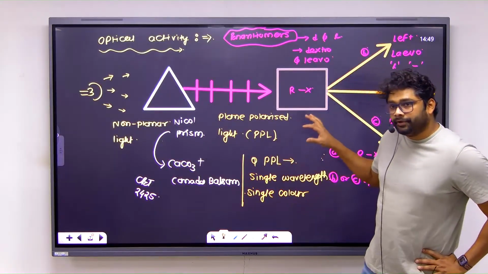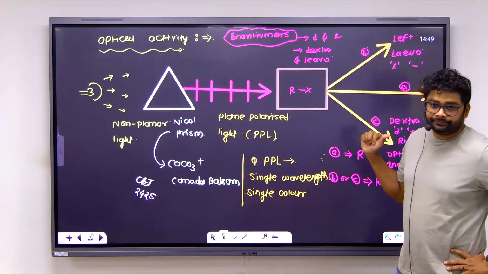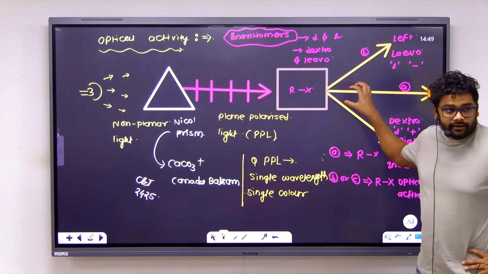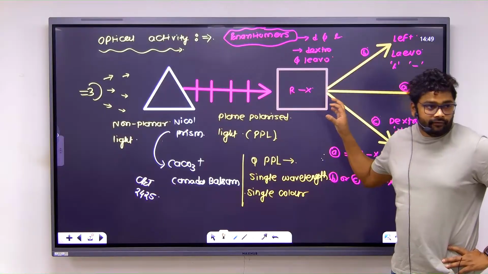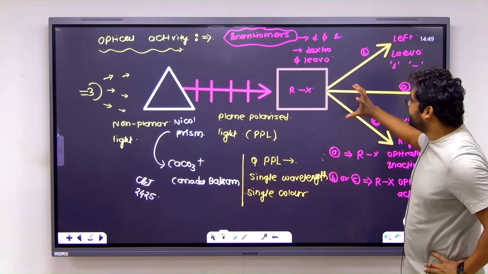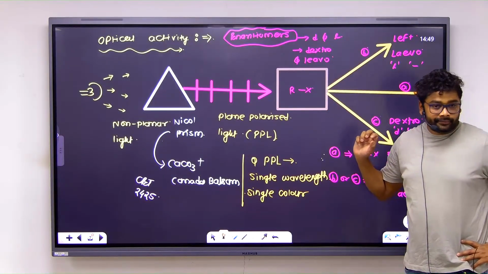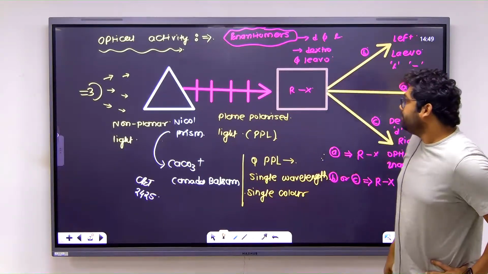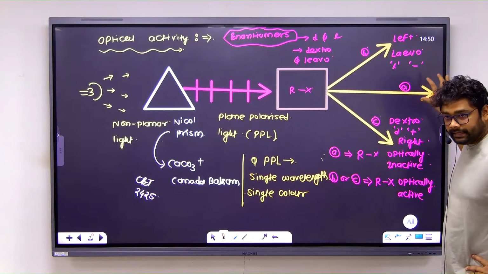What is the speciality of plane polarized light? Yes, plane polarized light enjoys single wavelength and single color. When it passes through what? An organic compound, right? Which perhaps has what? A chiral center, NSMI. It has that wheel which can rotate the plane polarized light into what? Left or right. Otherwise, with the absence of such a chiral center, the PPL will go straight and show optical inactivity.